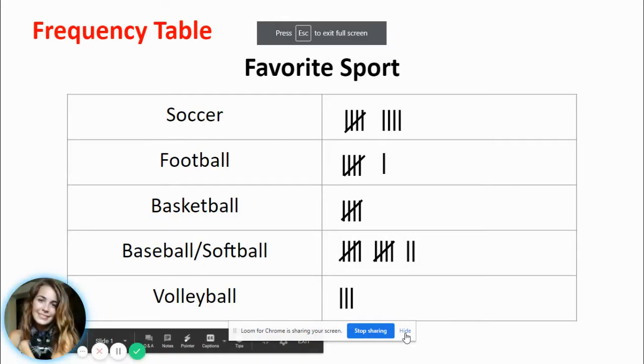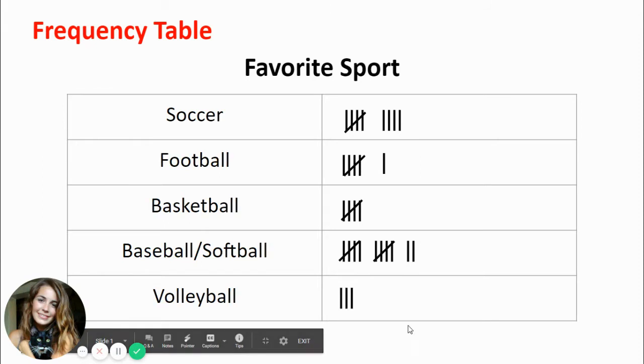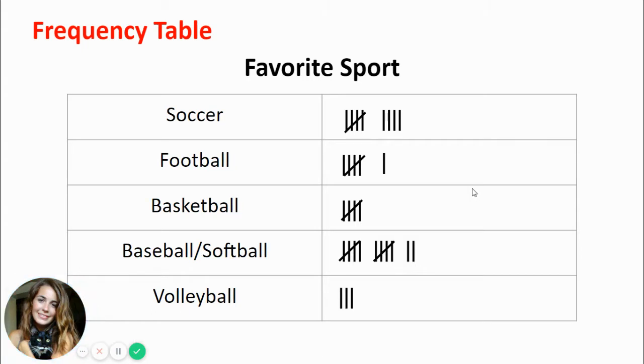Today we are talking about frequency tables. So frequency tables are just a way to organize information or data. And we'll talk first about the parts of a frequency table.